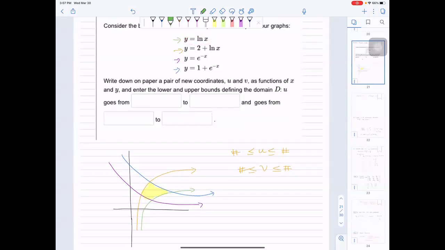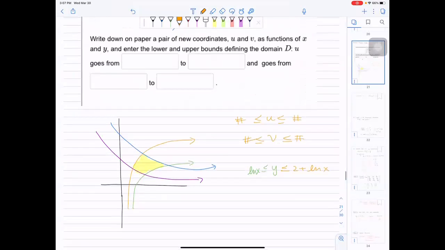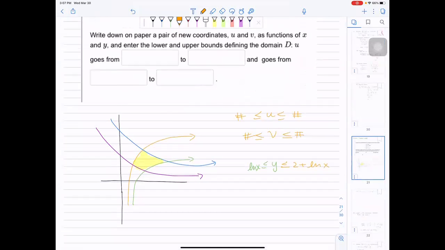In the green, we have that y is greater than or equal to natural log x based on the picture, and less than the orange one. So less than 2 plus natural log x. And I said the goal is we want to get something between two numbers.